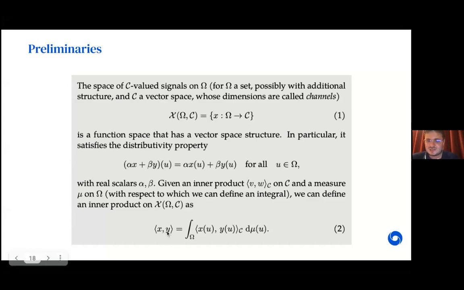Imagine I have two feature functions, x and y. I could compute their inner product as integrating over the entire domain of pointwise inner products in the feature space on all of the domain points, where I'm integrating with respect to the measure that's appropriately defined over that domain. But once again, this will not become relevant until maybe when we start talking about convolutions on spheres.